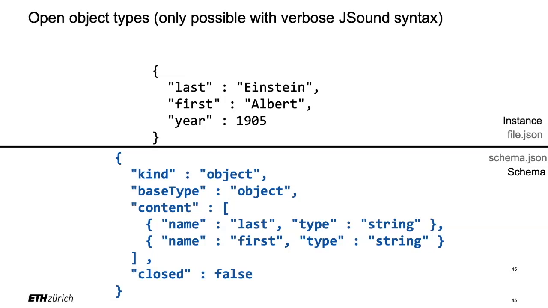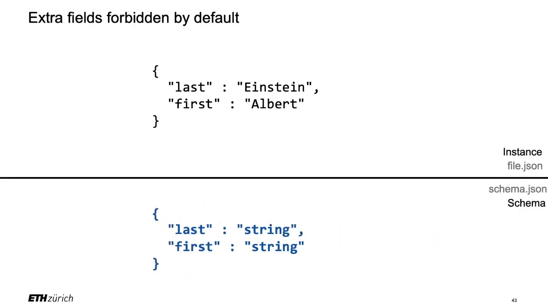Closing means you're forbidding extra fields. So if I say closed false, that allows for that year 1905, it's okay, because now I allow extra properties. Okay. You don't actually need to remember that. I just want to show you it exists. The one thing you need to remember is that with the simple syntax here, we do not allow extra keys that are not specified in the schema.